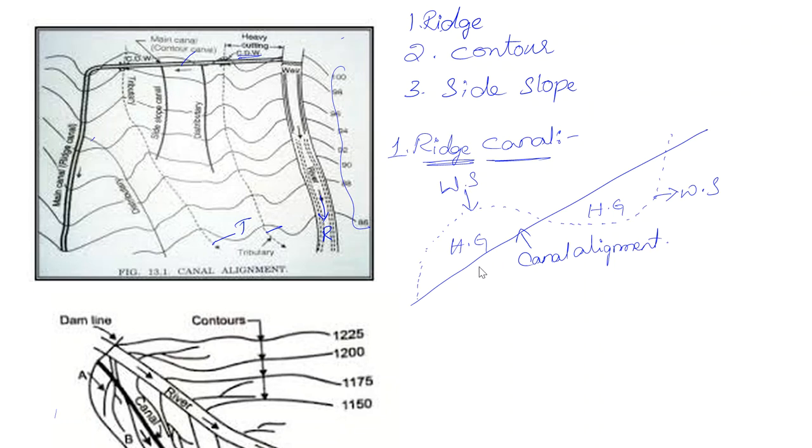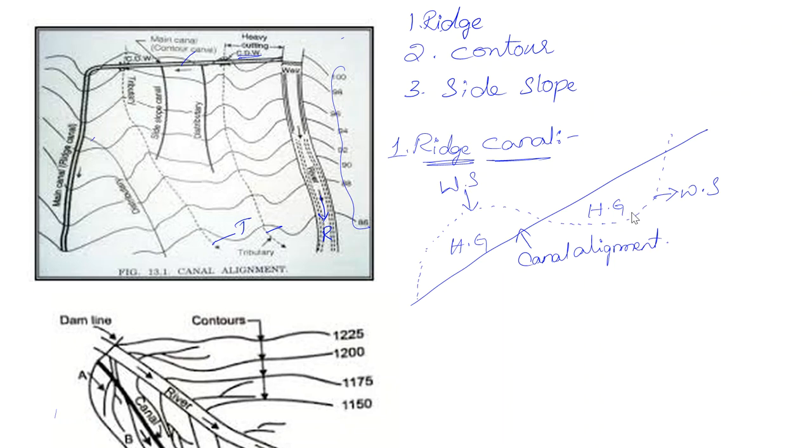Now let us go into the definition of a ridge canal. A ridge canal is aligned along a watershed and runs for most of its length on a watershed. As we can see, this is going to go through a number of watersheds. This alignment is done in such a way that it should cover the maximum number of watersheds.